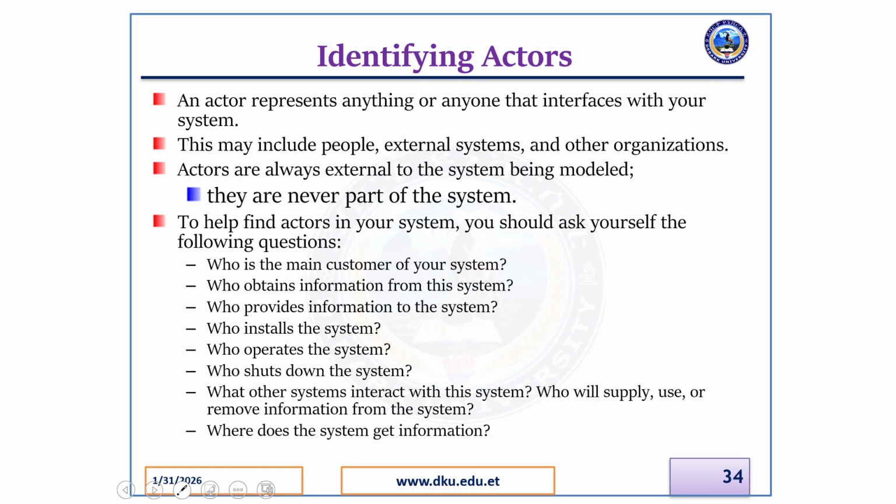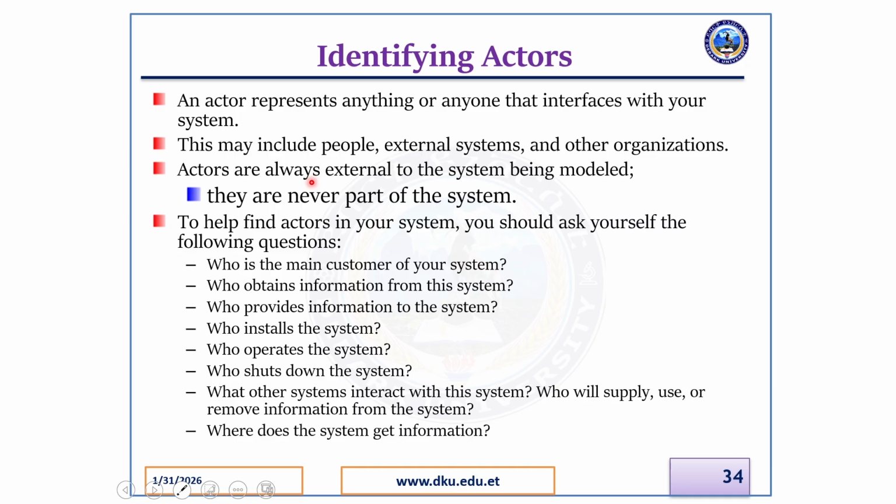So let's try identifying actors. How will we identify the actors? An actor represents anything or anyone that interfaces with your system. So this may include people, external systems, and other organizations. Actors are always external to the system being modeled. They are never part of the system.